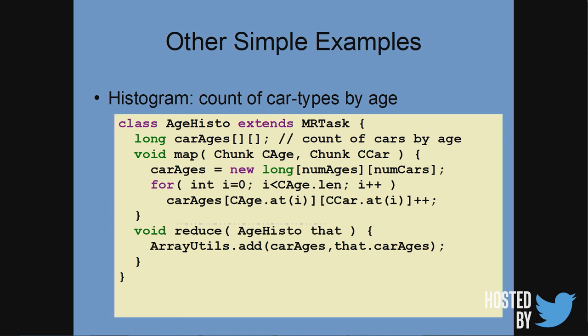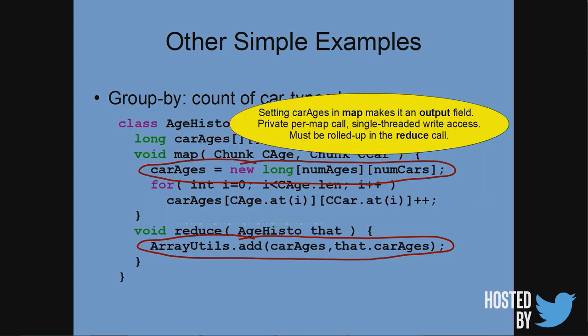And there's a couple things to look at here. The plus plus is not synchronized. It's a Java plus plus. But this code is going to run on a private chunk of the data with a private array, because I said new in the map call. Because I said new in a map call, it's private to this chunk. I don't have to do any synchronization on it. It becomes single-threaded write access, so it's all cheap and easy.